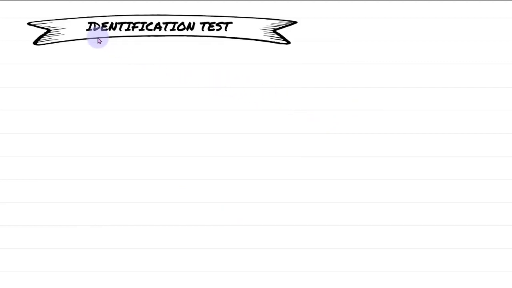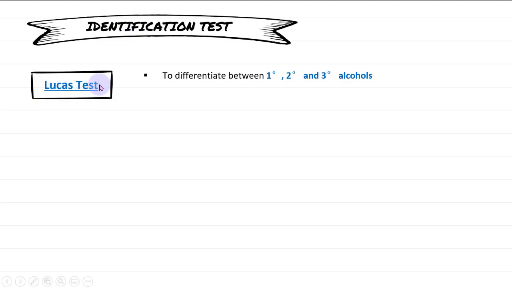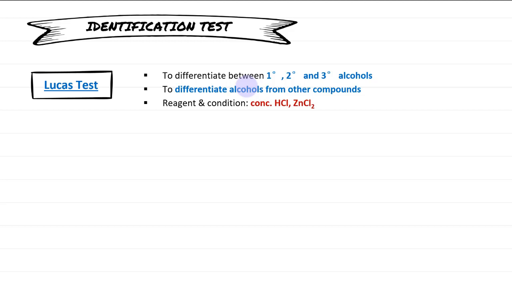Alright, next let's look at the identification tests for alcohol. The first test we have is the Lucas test, and the function is to differentiate between primary, secondary, and tertiary alcohol, and to differentiate alcohol from other compounds. So the reagent and conditions for this Lucas test, we name this the Lucas reagent, which is made up of concentrated hydrochloric acid and zinc chloride.